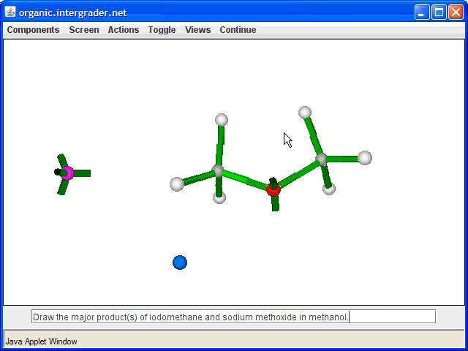methyl ether. And in this reaction, an alkoxide, the sodium methoxide itself, reacts with an alkyl halide to make an ether. This is actually called the Williamson ether synthesis. So if you look in your text, you can find this reaction labeled as such.